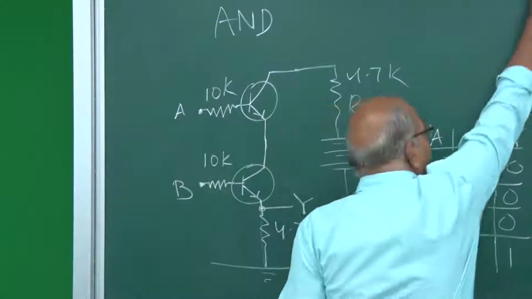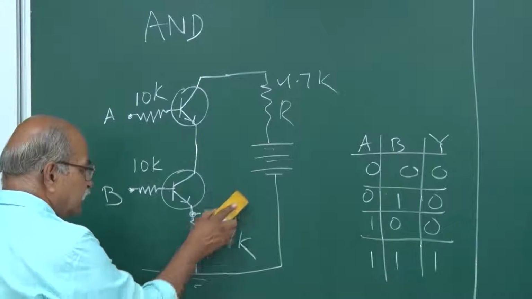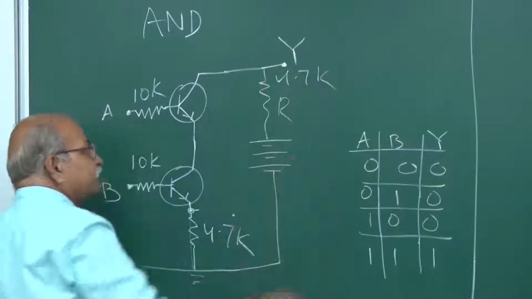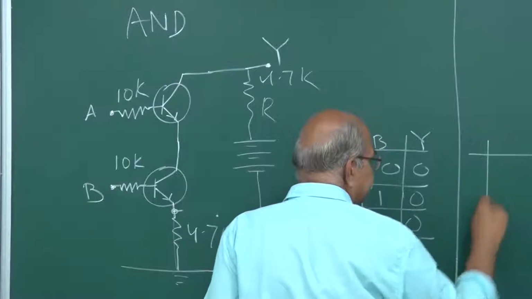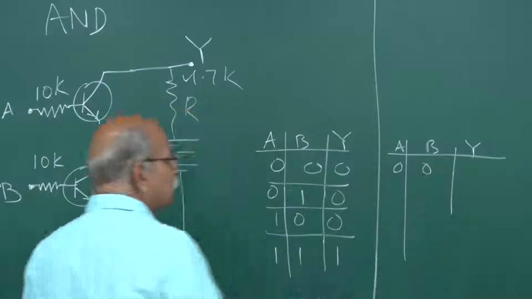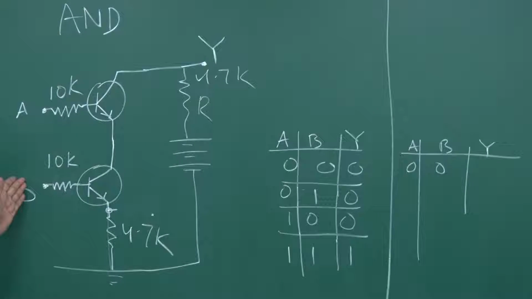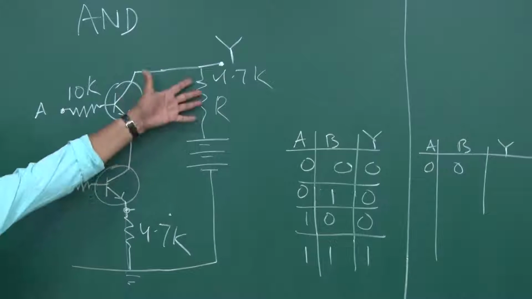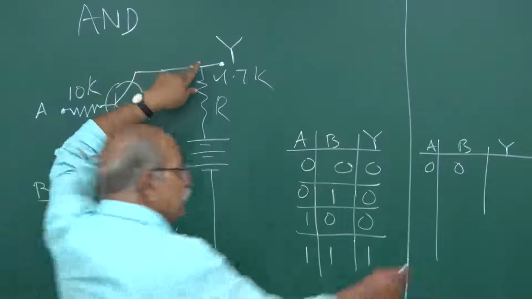And if I take the output from this point here, what will happen? Suppose this point I say is Y, then what happens? In that case, let us see what happens at 0 0. I have already described, if this is 0, this is 0, both the transistors are in cutoff mode, no current here, no current here, and therefore this potential will appear here. So this will be high, so this will be 1.